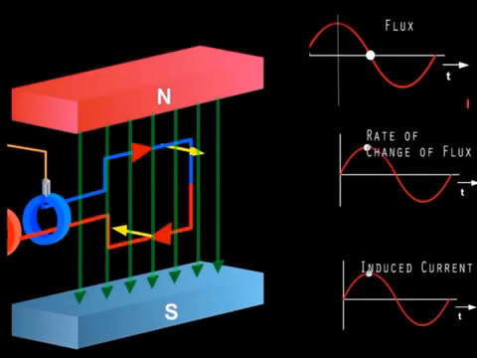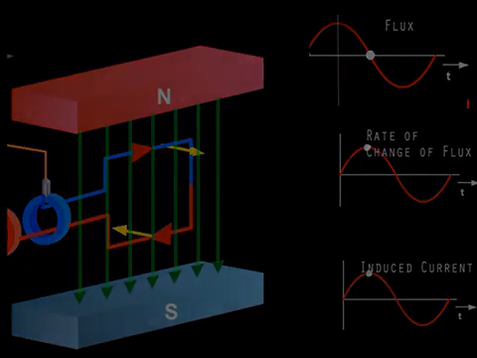When the plane of the coil is parallel to the magnetic field, there are no magnetic field lines passing through the surface of the loop. The flux through the surface of the loop is zero. However, as the coil rotates, magnetic field lines start passing through the surface of the coil. This produces a large rate of change of flux. The current induced in the coil at this stage is maximum.